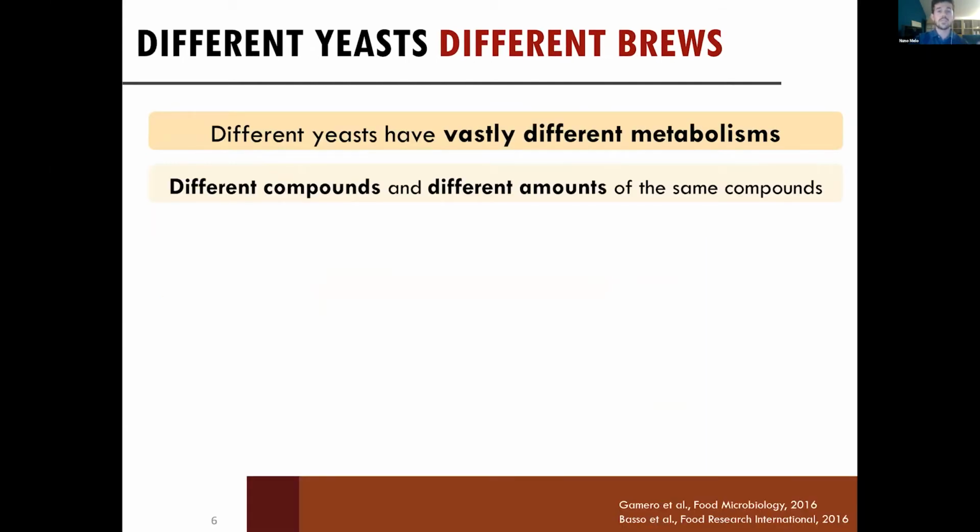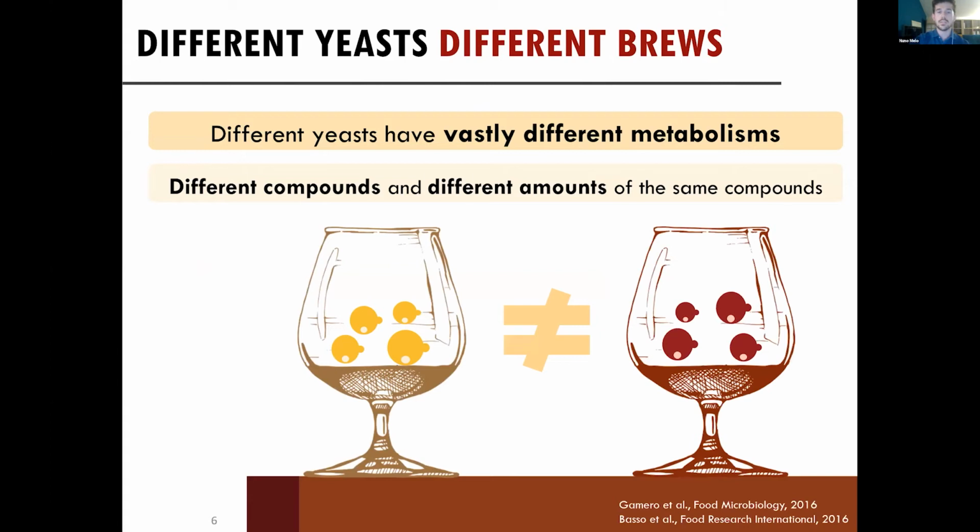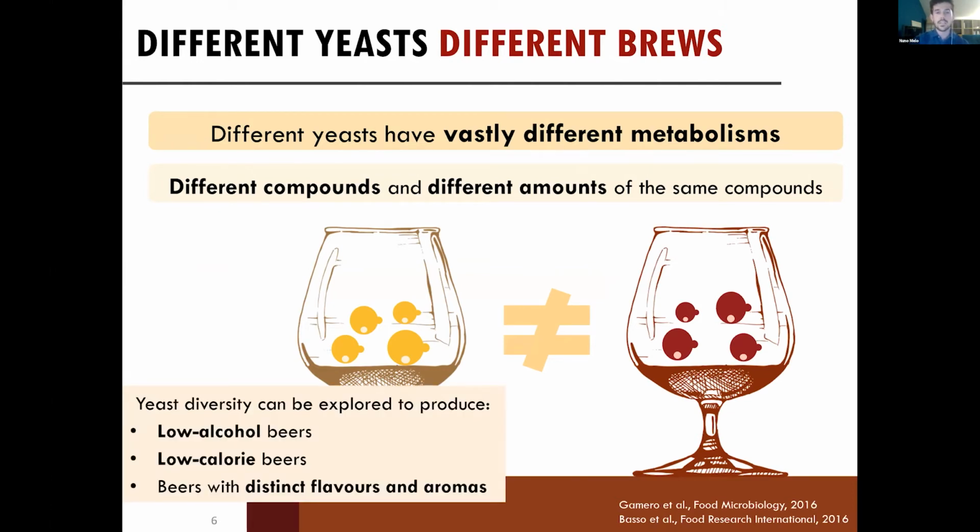Now, of course, there are many different types of yeasts, and these yeasts produce many different types of compounds and different amounts of the same compounds, which in practice means that a beer that is produced with yeast A will in principle have very different characteristics from a beer produced with yeast B. And this means that we can explore this yeast diversity to produce a wide array of beers, from low alcohol to low calorie to beers with distinct flavors and aromas. And it's what attributes this high importance to different yeasts in the brewing sector, and what makes many researchers want to explore different kinds of yeasts to produce different kinds of beers.